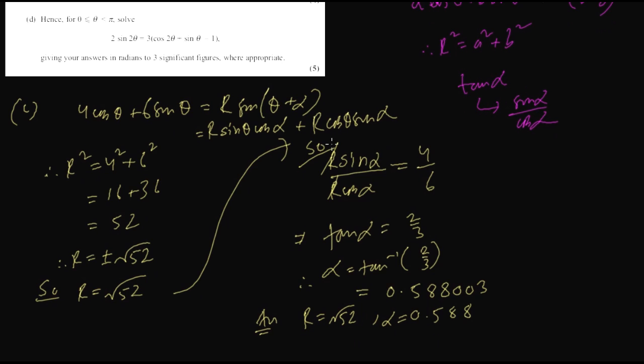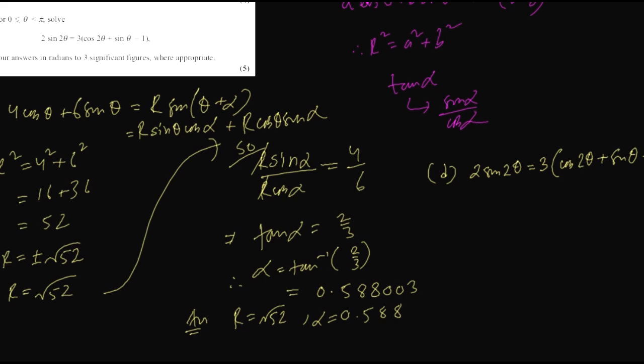So question number D is "hence solve this." Now if they ask the question "hence solve this," it has to do something with the previous sum. So for question number D, if you write 2 sine 2 theta equals 3 cos 2 theta plus sine theta minus 1. So this is the equation. Again, this is in radians, to 3 significant figures. So this is something that we have to solve.